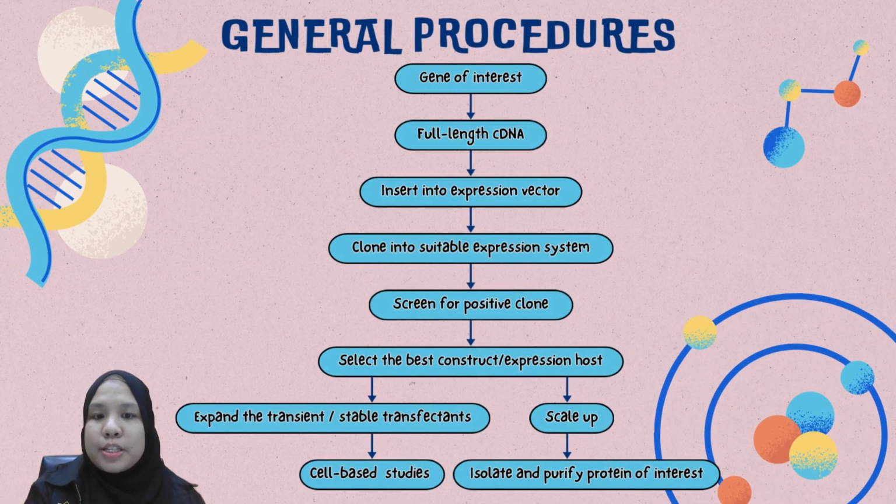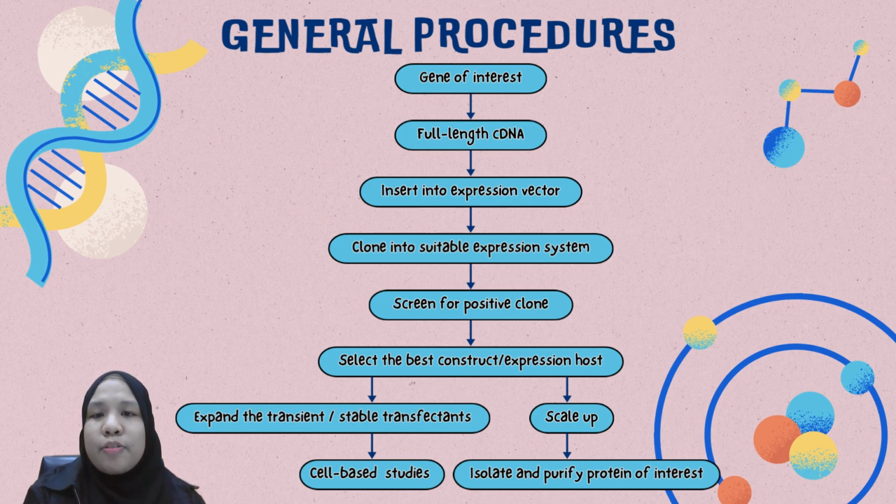Before we go through the specific procedure on protein expression, we need to know the general procedure first. The first step is to obtain the DNA sequence of the gene encoding the protein of interest. This can be done by isolating the gene from a natural source or by synthesizing it chemically. The gene is then inserted into a plasmid or other expression vector, which contains regulatory elements to drive gene expression. Then the clone can proceed into a suitable protein expression system.